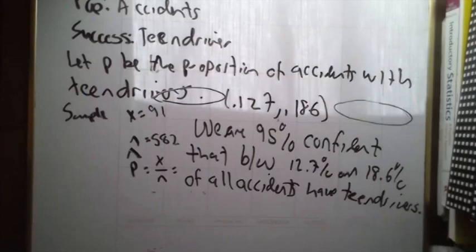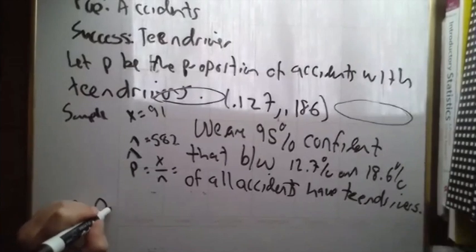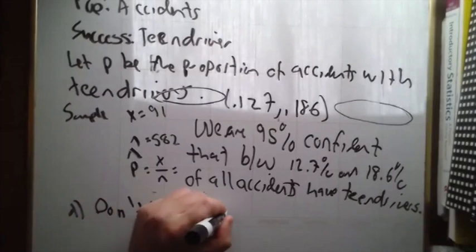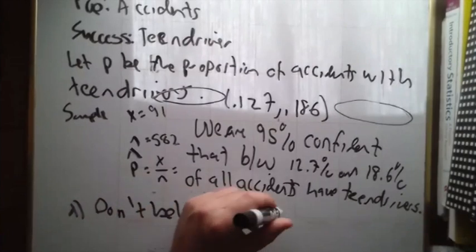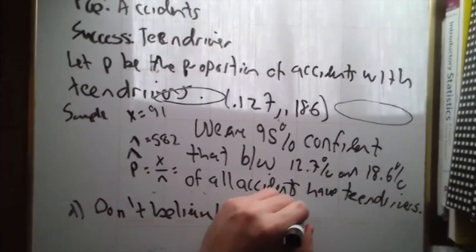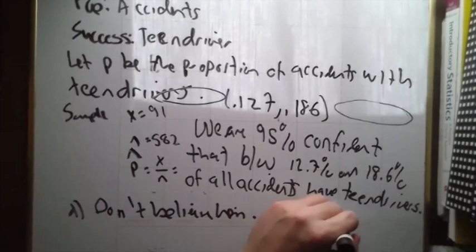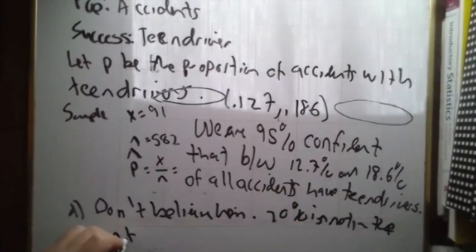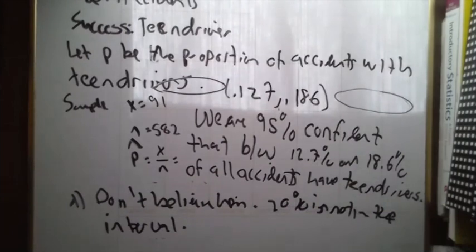Now, you don't have to say all that. All we have to say is, what was that, question B? We don't believe him. 20% is not in the interval. If somebody makes a claim and it's not in your interval, you say, no, I don't believe it. I am more than 95% in this case sure that that person's wrong.